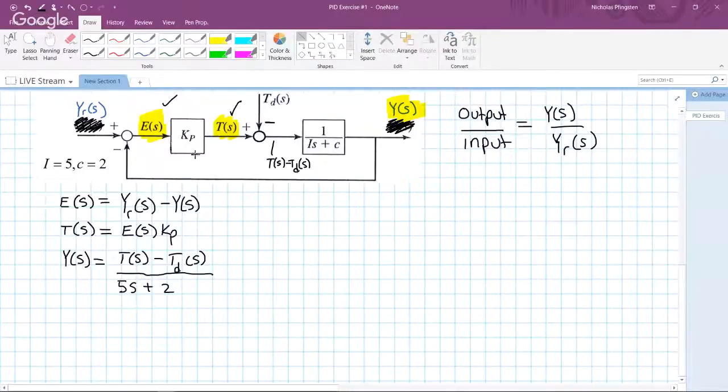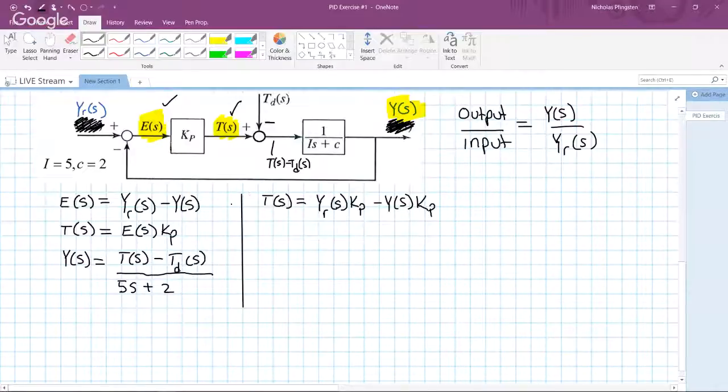And let me kind of block this out. I'm not mixing up numbers. I do that sometimes. First thing I'm going to do is I'm going to back substitute the error equation into the T of S. So we have T of S, and I'm going to distribute that KP right away. So it'll be, we have capital Y sub R of S times KP minus capital Y of S times KP.